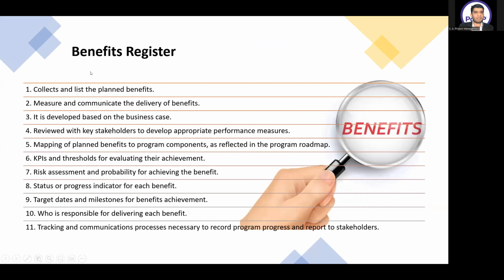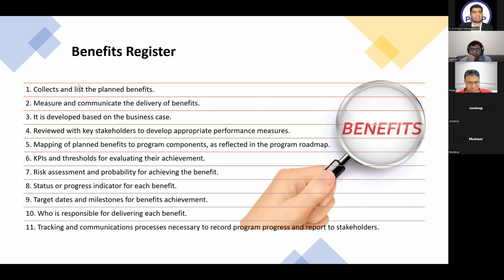Then we have the important document, which is the benefit register. It collects and lists the planned benefits, and measures and communicates the delivery of benefits. It is developed based on the business case. Again, the business case is the starting document of my program. It is reviewed with key stakeholders to develop appropriate performance measures, mapping of planned benefits to program components as reflected in the program roadmap, KPIs and thresholds for evaluating their achievement, risk assessment and probability for achieving the benefit, status of progress indicator for each benefit, target dates and milestones for benefits achievement, who is responsible for delivering each benefit, and tracking and communication processes necessary to record program progress and report to the stakeholders.